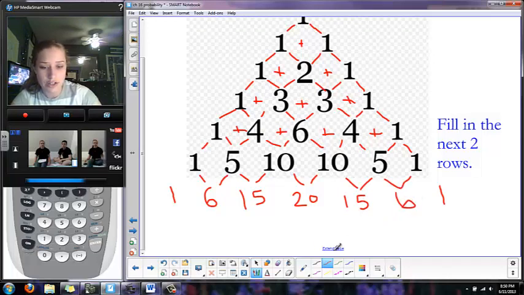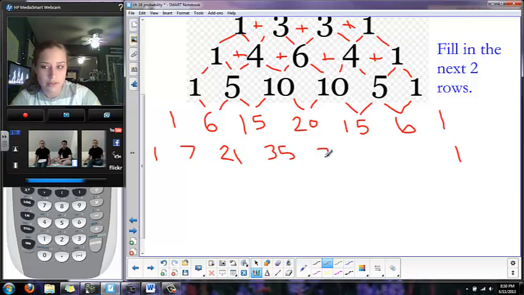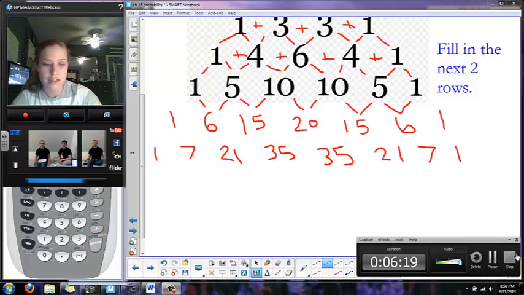Then if we went one step further, you still have the 1s going on the outsides. Then 1 plus 6 gives you 7. 6 plus 15 gives you 21. 15 plus 20 gives you 35. 20 plus 15 gives you 35. 15 plus 6 gives you 21. And 6 plus 1 gives you 7. So you can see how that pattern continues every single time.